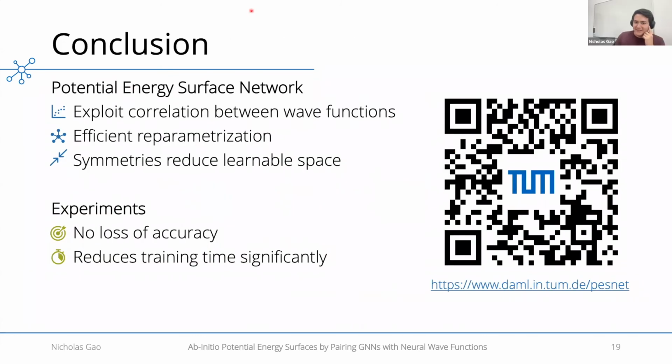And then we already come to the last slide of my presentation. To quickly summarize, I presented our potential energy surface network, where we explicitly exploit the correlation between wave functions and their geometries, such that we can efficiently reparameterize our network and use the symmetries of our energies to reduce the dynamic space. In our experimental evaluations, as you just saw, this results in no loss of accuracy but significant time savings, bringing us closer to making these methods practically applicable to any reasonable size system. So this would be my presentation. If you have any questions, I'm very happy to answer.